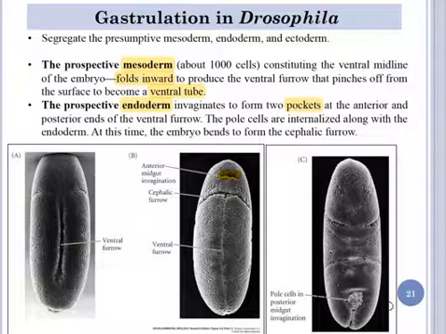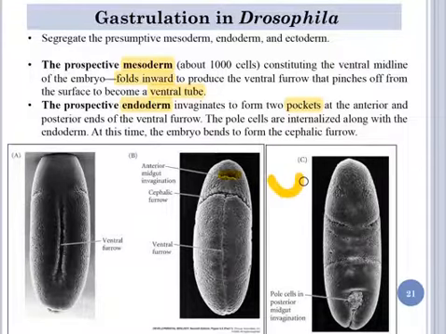In addition we have the pole cells. They are localized here at this stage. We mentioned last time that the pole cells will give the gametes. Pole cells will be internalized along with endoderm through this posterior pocket. It means they will enter to the inside through this pocket. They won't stay outside the body. By this stage they will enter to the inside, and at this time the embryo has a bending form.